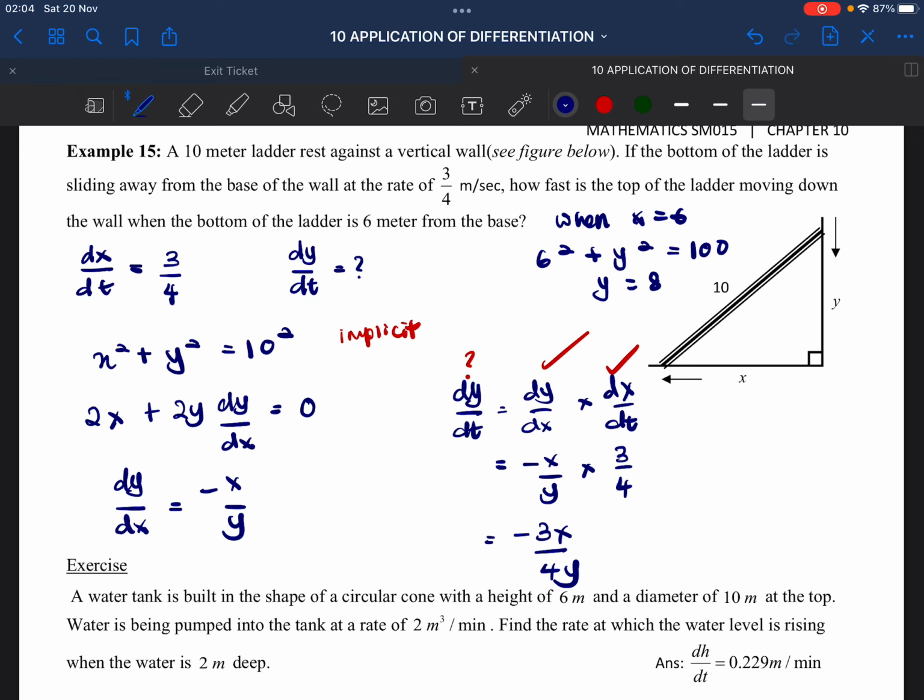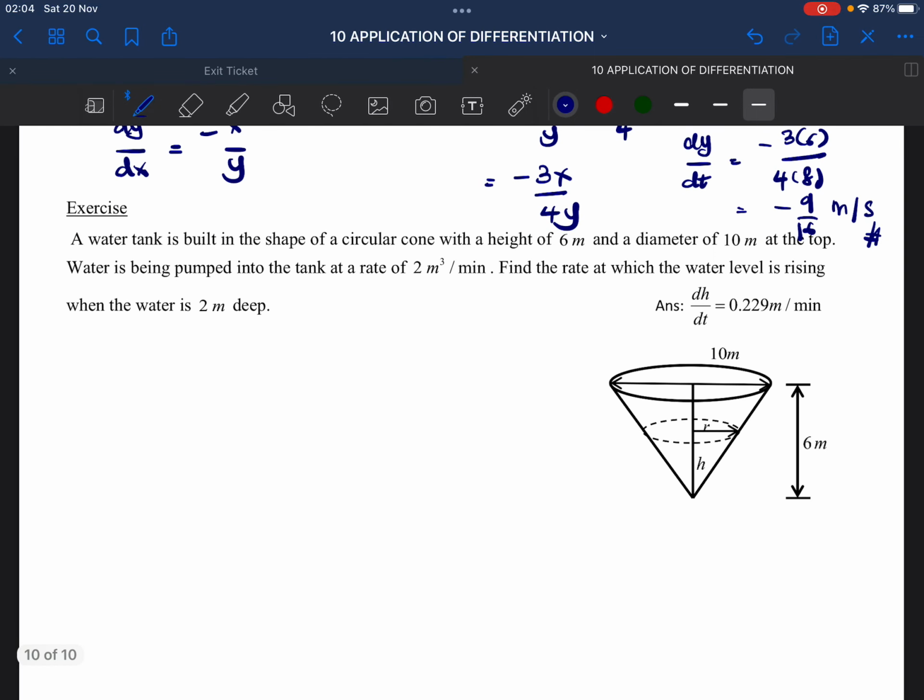So just substitute. When x equals 6 and y equals 8, we will have our dy over dt equal to negative 3 multiplied by 6 over 4 multiplied by 8. Our final answer will be negative 9 over 16 meter per second. That is how we do rate of change. Basically, just apply your chain rule here. For exercise, you can do this one by yourself.